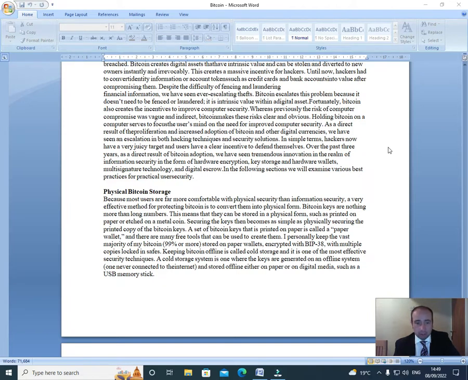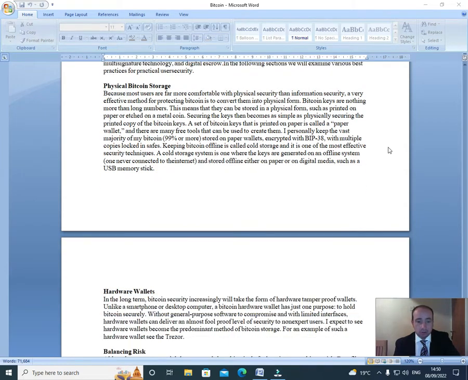Over the past 3 years, as a direct result of Bitcoin adoption, we have seen tremendous innovation in the realm of information security in the form of hardware encryption, key storage and hardware wallets, multi-signature technology, and digital escrow. In the following sections, we'll examine various best practices for practical user security.